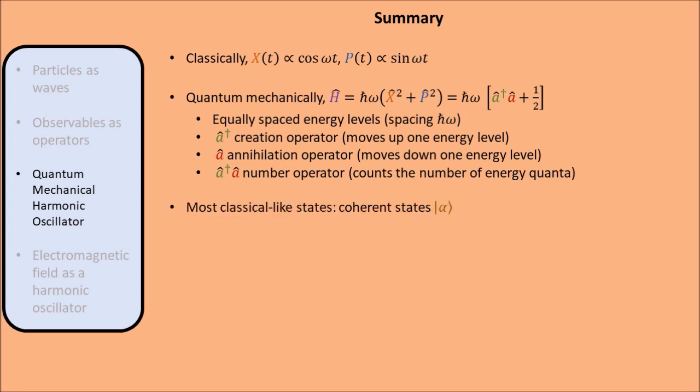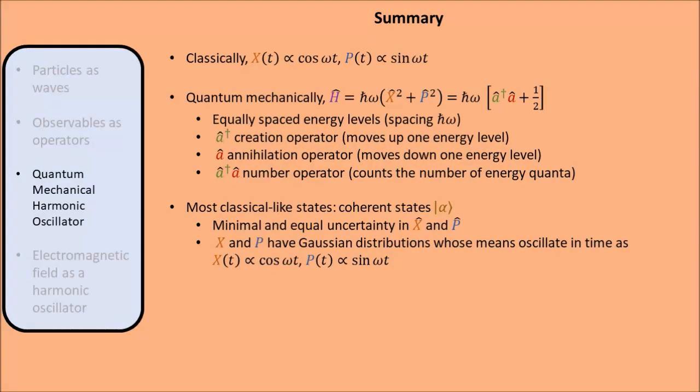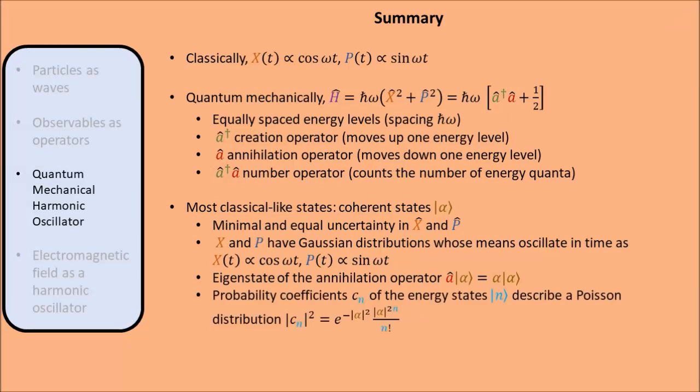These are states that have minimal and equal uncertainty in position and momentum. The probability distributions for x and p are Gaussians, and they oscillate harmonically and out of phase with each other, just like in the classical case. It can also be demonstrated that the coherent state is an eigenstate of the annihilation operator, and that the probability coefficients of the energy states follow a Poisson distribution.